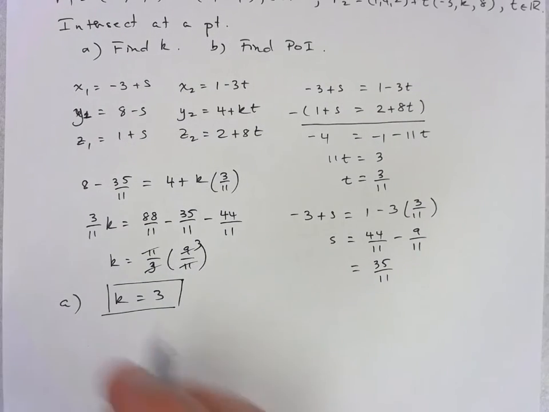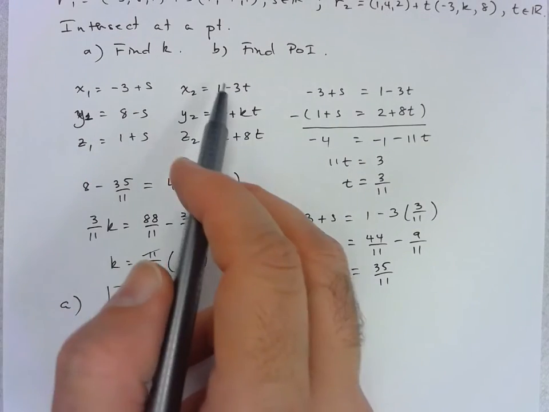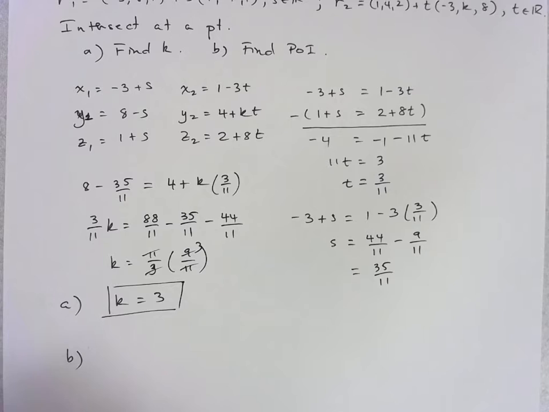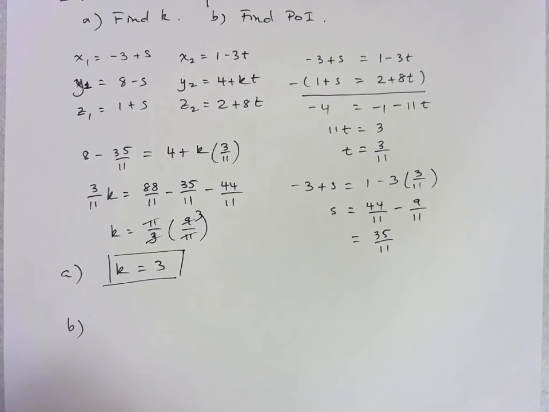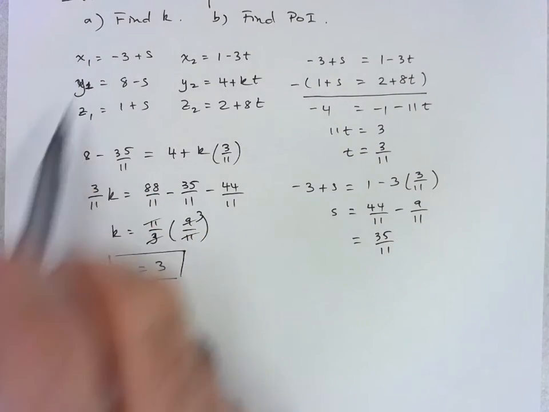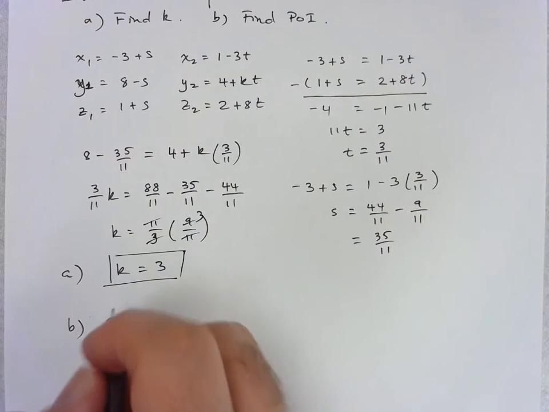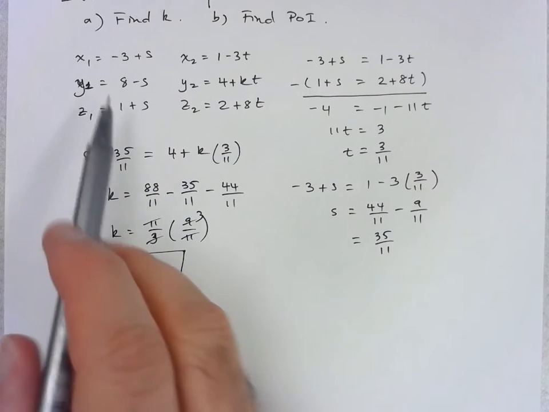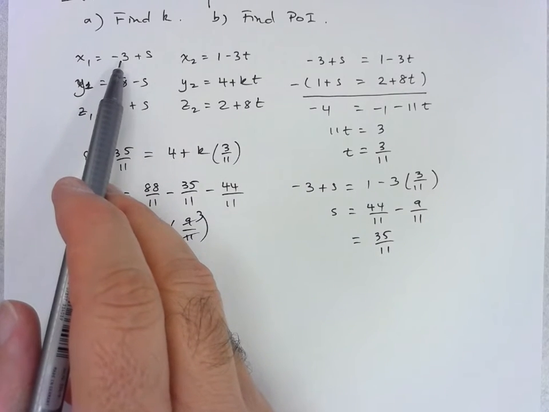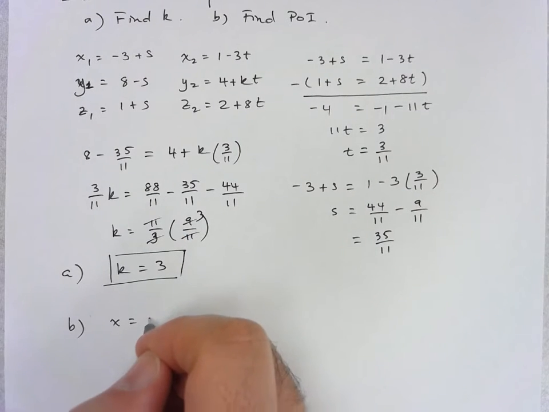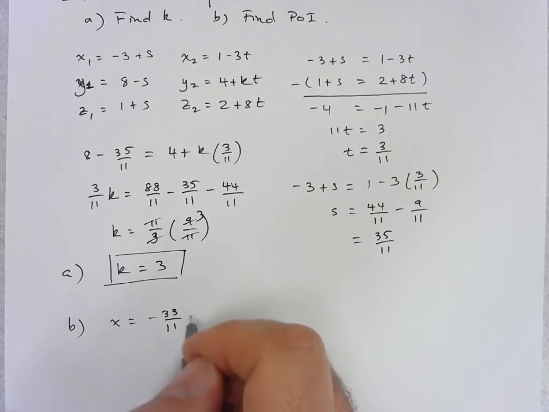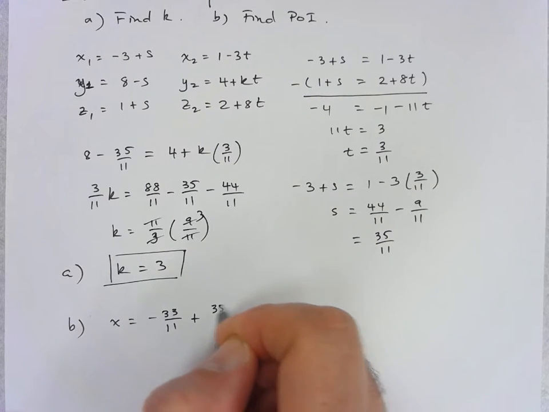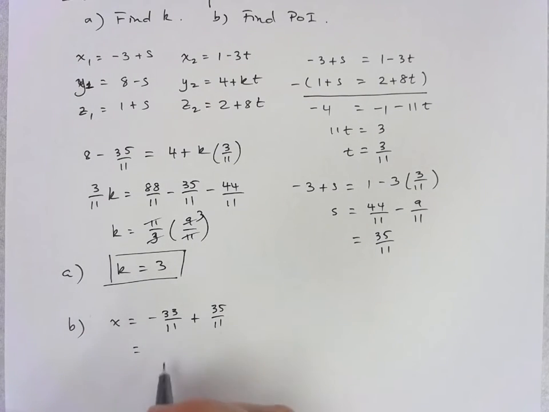Okay, now we actually have to find the point of intersection. But remember, I can use either one of these lines to determine the actual point of intersection, since we've determined that they're the same. So I think actually line 1, the one that doesn't have the k, is the easiest one to use. So here, x is going to be equal to, so since I'm going to have to put in these things over 11, I'll just stick in these numbers as fractions over 11. So it's going to be negative 33 over 11 plus s, which is 35 over 11. So that one's not too bad. So that's just 2 over 11.